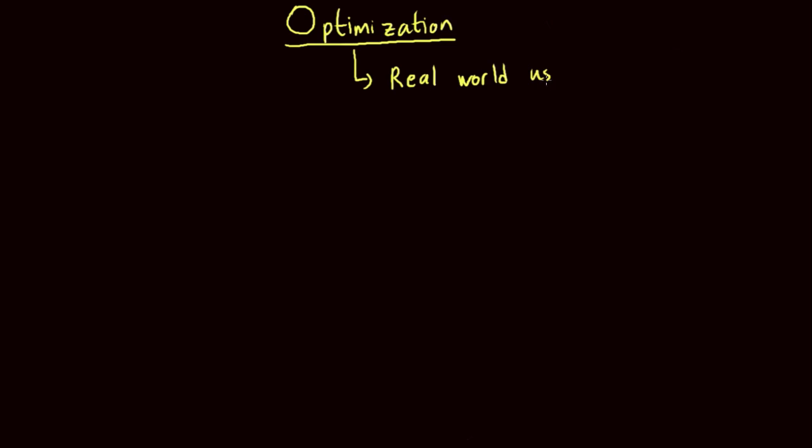So this video will be talking about optimization. Optimization would be the last part of our functions and derivatives chapter that we'll be covering. Optimization is actually more about a real world use of derivatives, one of the real world uses of derivatives in an engineering context.